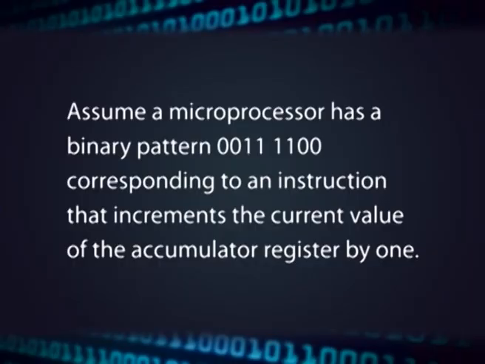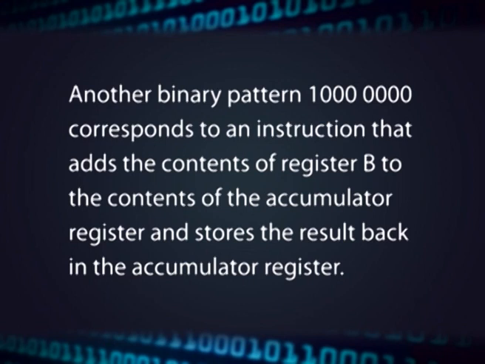computer. Assume a microprocessor has a binary pattern 0011 1100 corresponding to an instruction that increments the current value of the accumulator register by 1. Another binary pattern 1000 0000 corresponds to an instruction that adds the contents of the register B to the contents of the accumulator register and stores the result back in the accumulator register.